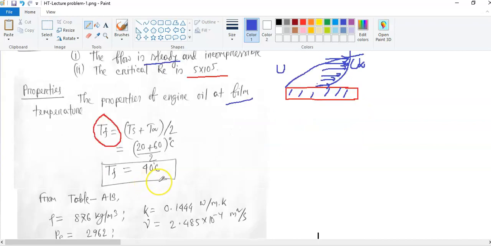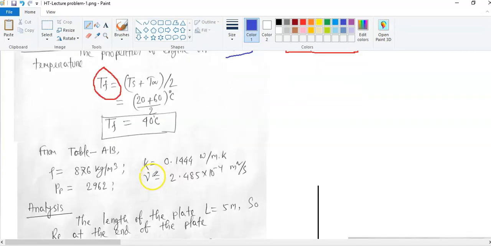So we calculated the film temperature here, which is 40 degrees centigrade, and now at 40 degrees centigrade, from table A13, we get the density, the Prandtl number, the thermal conductivity and the kinematic viscosity. All these values we got from table A13. This is available in your appendix.